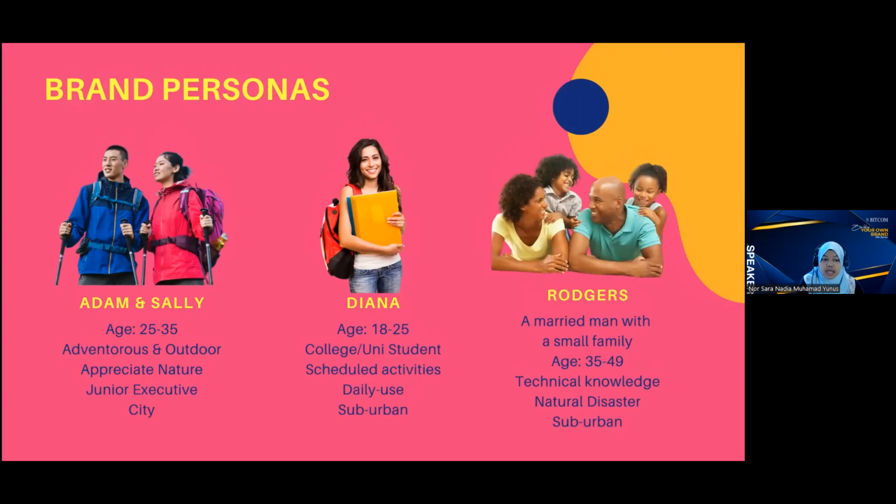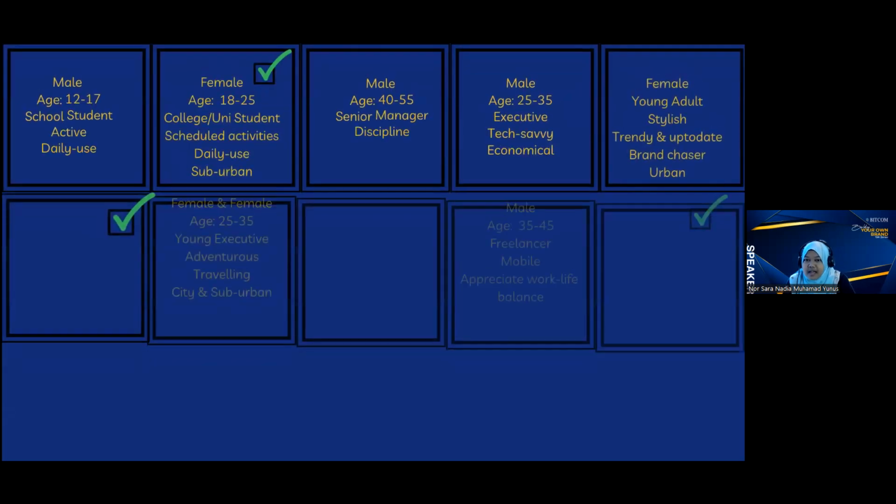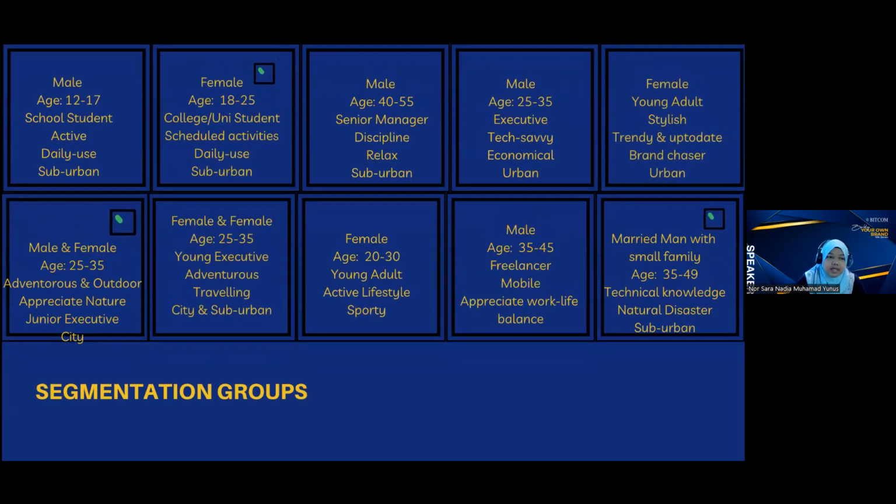The first group is the male and female group tadi, represented by Adam and Sally. This group, ataupun gang of Adam and Sally ni, their age is between 25 to 35. They are adventurous, they love outdoor activities, they appreciate nature, they work as junior executives, and they live in the city. So this is the first group of my brand persona. It is consistent with my targeting here, the first group here.